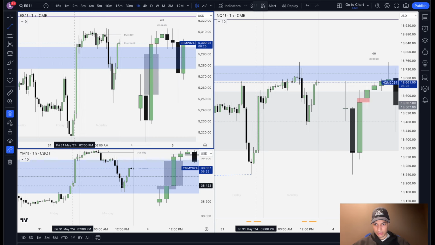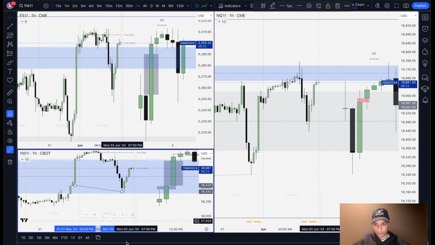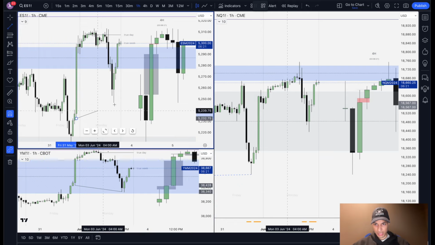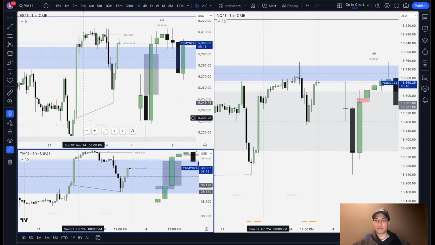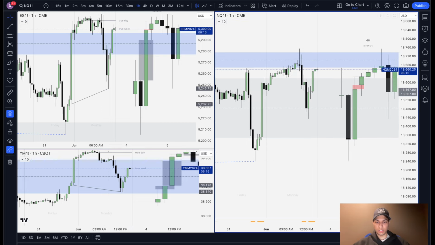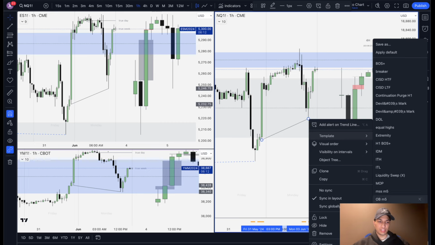and also the key level SMT. So in here you can see that we formed this SMT with the Dow. Now it doesn't look like a regular SMT that we are used to. I'll also mark it out on the NASDAQ. Right? This is not a regular SMT that you might be used to seeing.